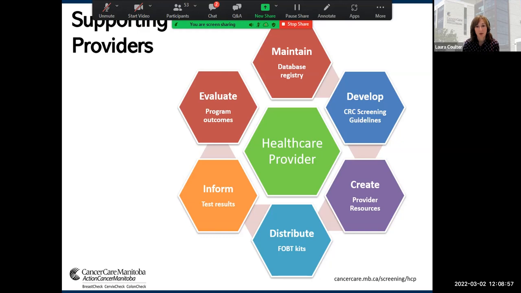And finally, the screening programs are supported by an evaluation team who perform regular data quality checks, produce endoscopist reports, and publish performance indicators to ensure a high level of program performance.